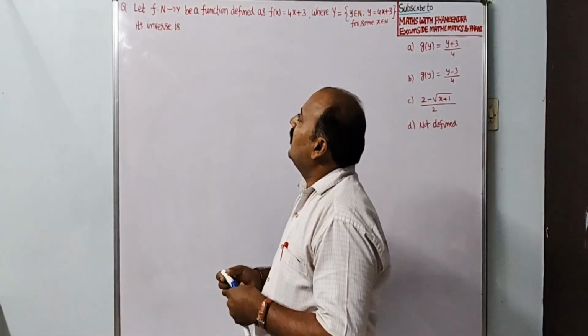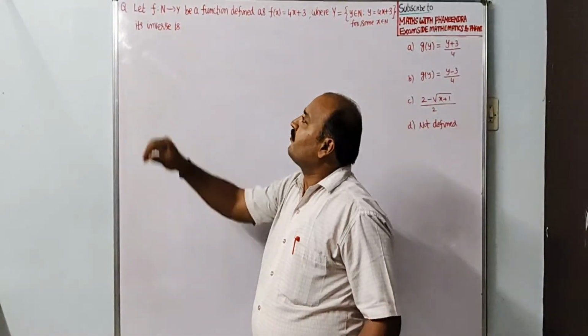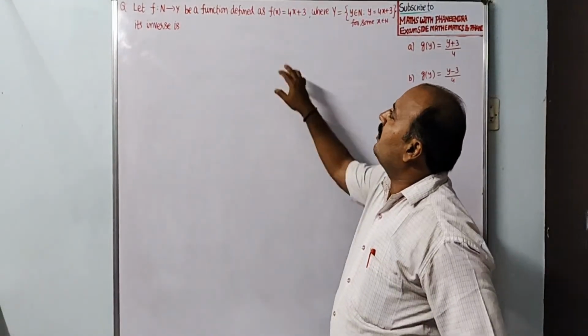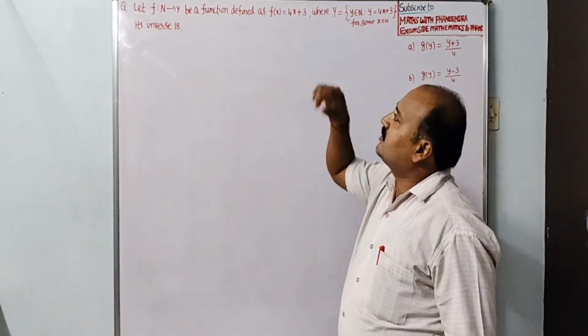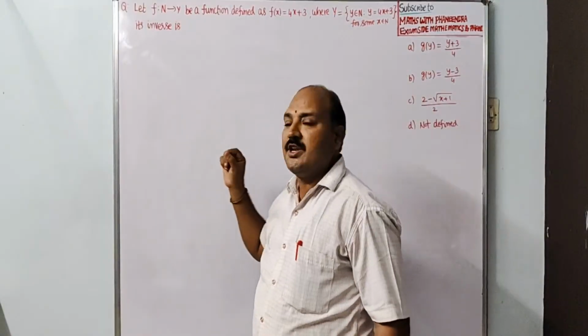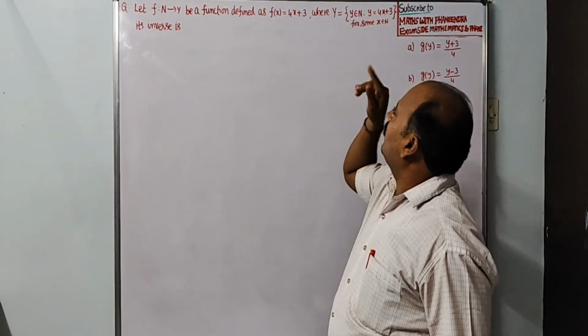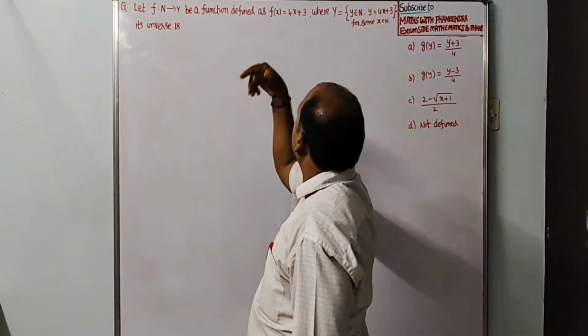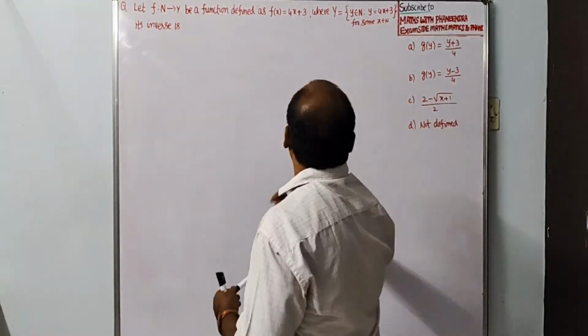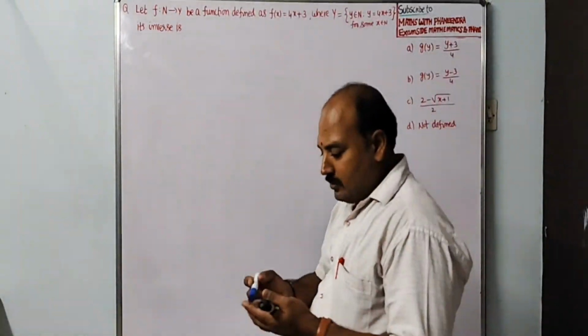See here, the first question: let f from N to Y be a function defined as f of x equal to 4x plus 3, where Y is the range, y equal to 4x plus 3. Then its inverse is, where x belongs to N, natural numbers.